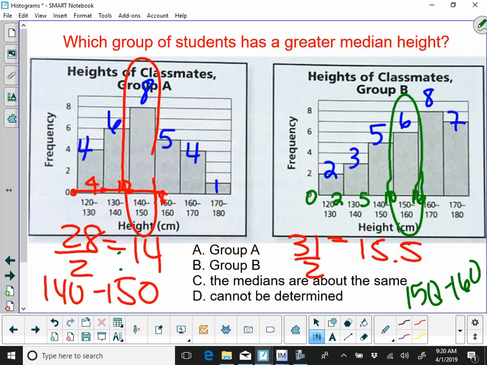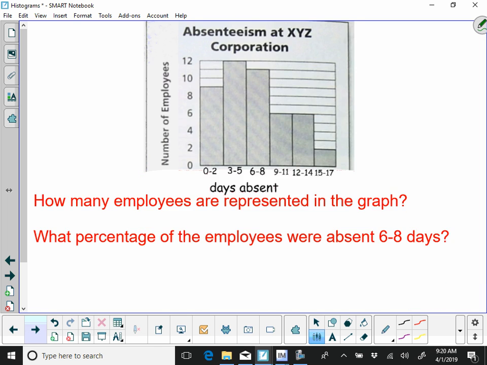So which one had a greater median height? Group B. 150 to 160 is bigger than 140 to 150. Okay? That's all you're doing there. They didn't ask you what is the median height. It said which one had a greater one. It's somewhere in the 150 to 160 range. Okay? Answer these 2 questions.